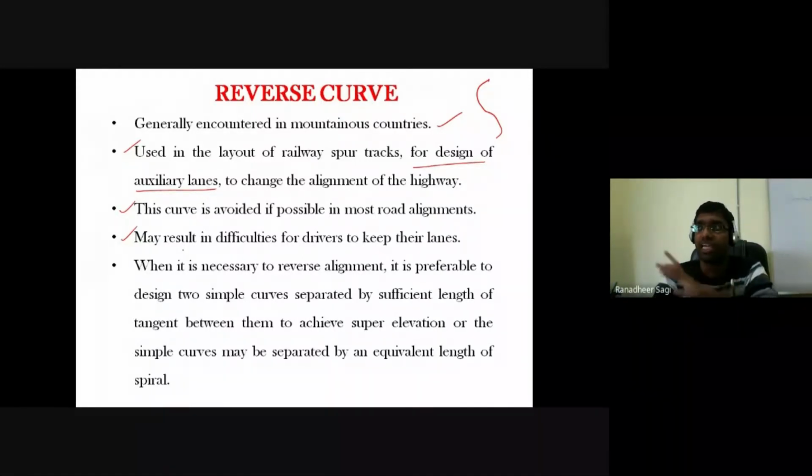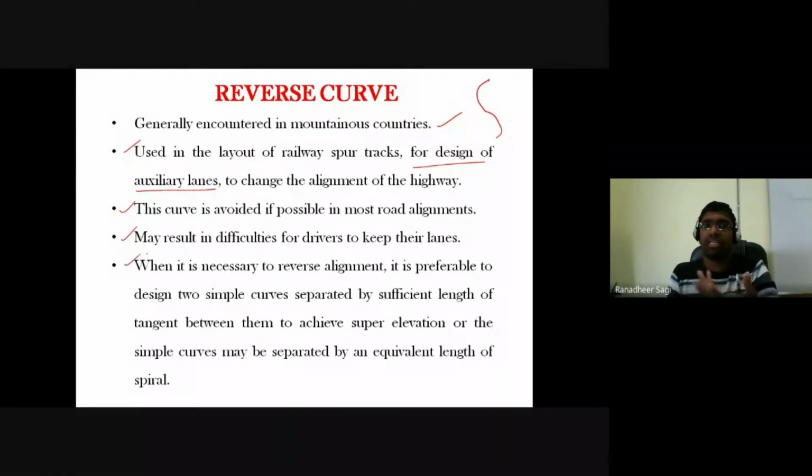However, these kinds of curves could be preferred in areas where speed restrictions have to be implemented, where people are not supposed to be allowed to travel at higher speeds. In such cases, these reverse curves are more preferable to reduce the speed levels of the vehicle.